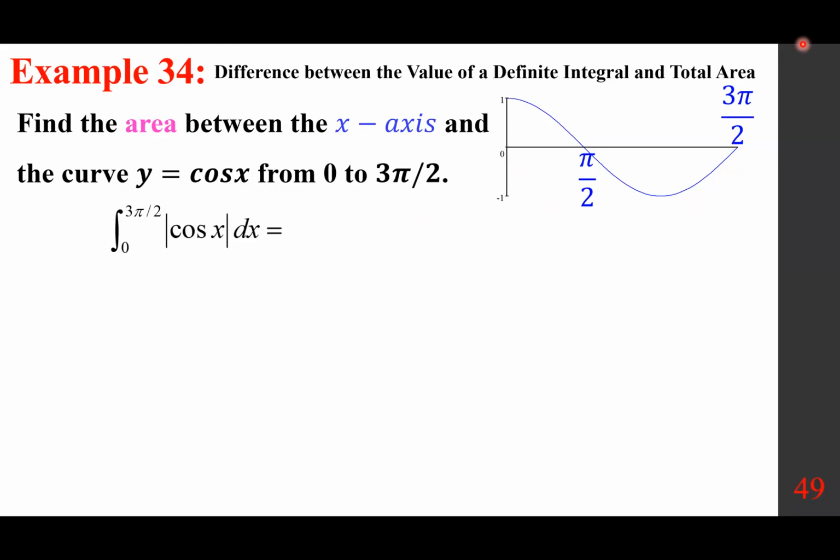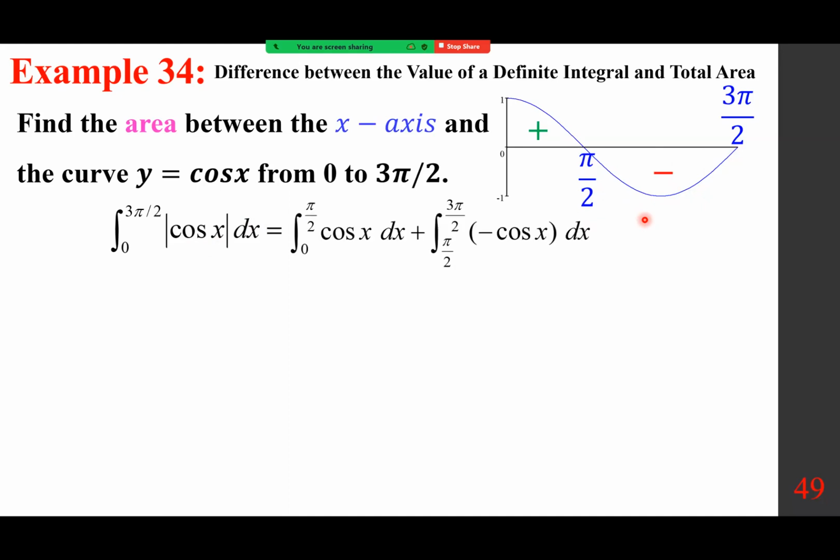We want the area, and that's the key. The moment you hear area, you have to have an absolute value, because the integral of cosine x dx represents the difference of areas. So as you can see, this is above the x-axis, it's positive. So from 0 to pi over 2, we use cosine x. This is below and it's negative. And from pi over 2 to 3 pi over 2, we have to use minus cosine x. And that's really the key for this question. There's really not much there.